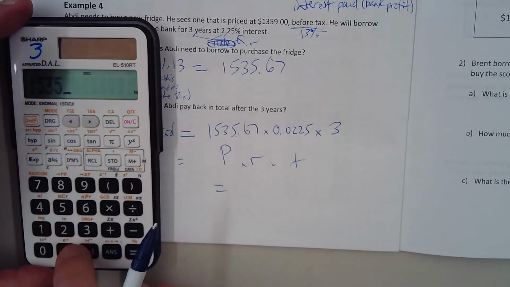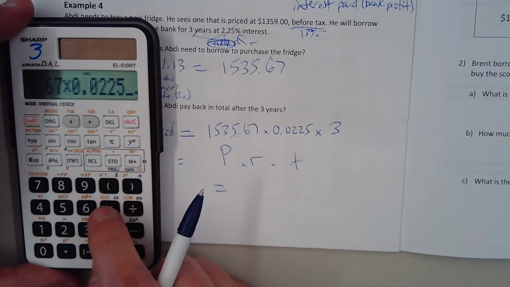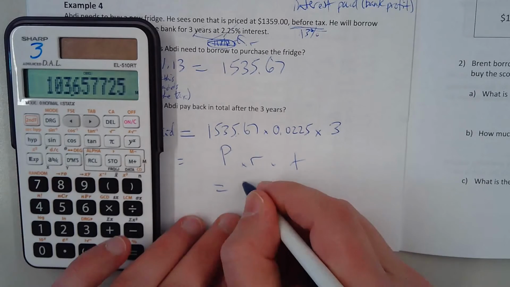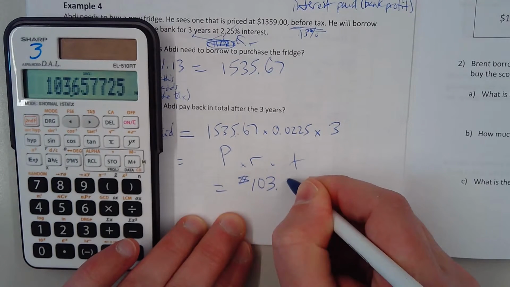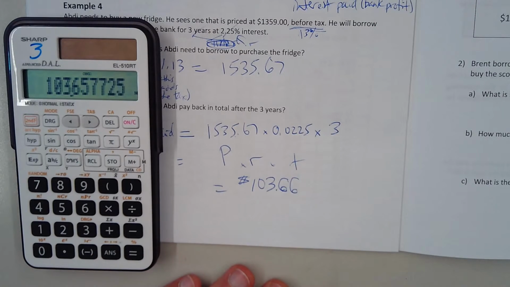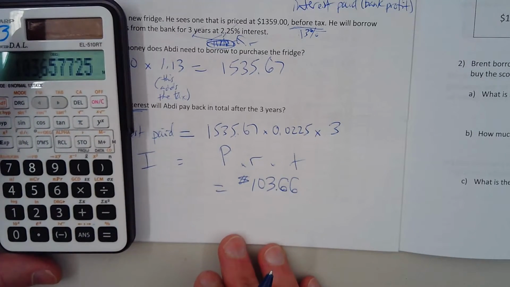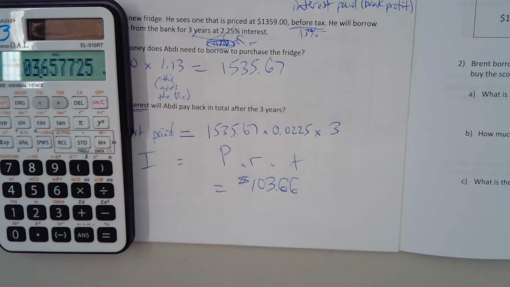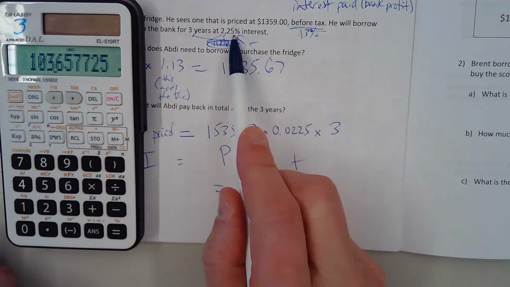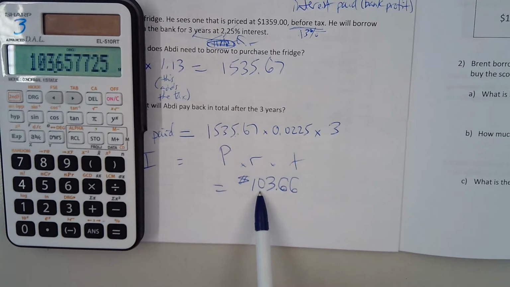So 1535.67 times 0.0225 times 3. $103.66. So it's not too bad, right? But the loan amount wasn't 25,000, it was 1,500, so it's not going to be that bad for interest. Also, this 2.25% is a really low interest rate. So it makes sense you're not going to pay that much in interest when the interest rate's that low.